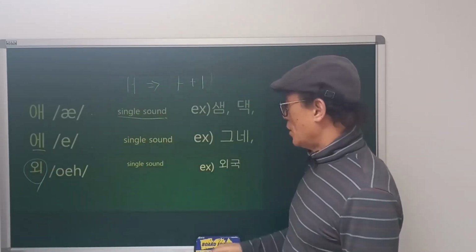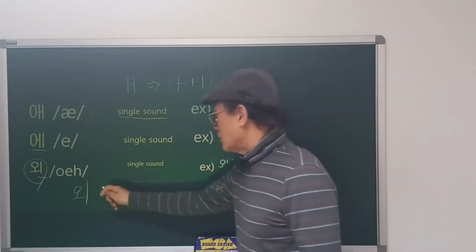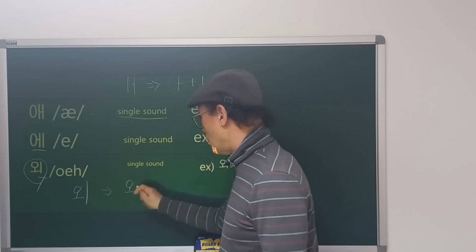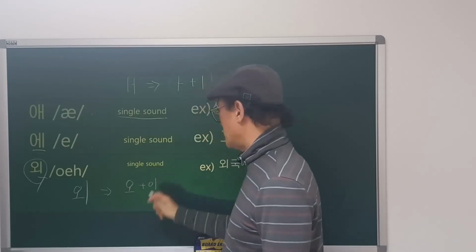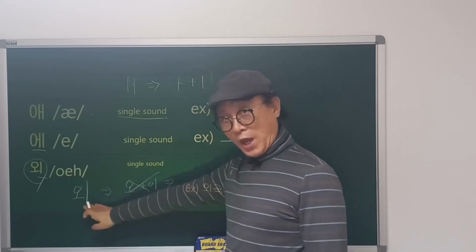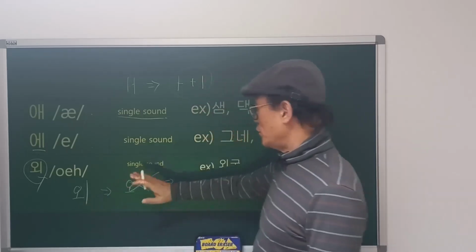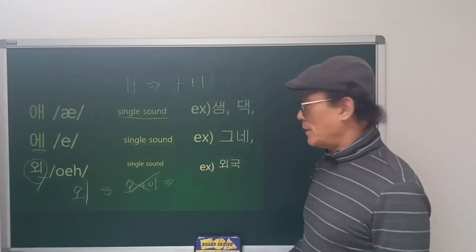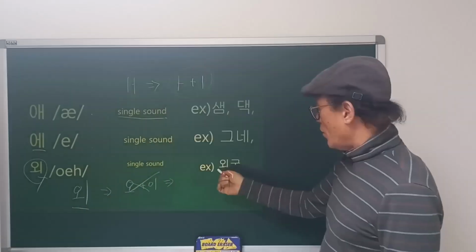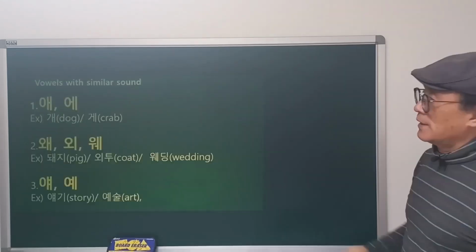We. This is we. Also, shape-wise, this is a combined vowel, O plus I, right? But it doesn't sound like that, no. Okay? It's just we, single sound. Even though two shapes are combined, the sound is one. So we, 외국, 외국. Yeah.